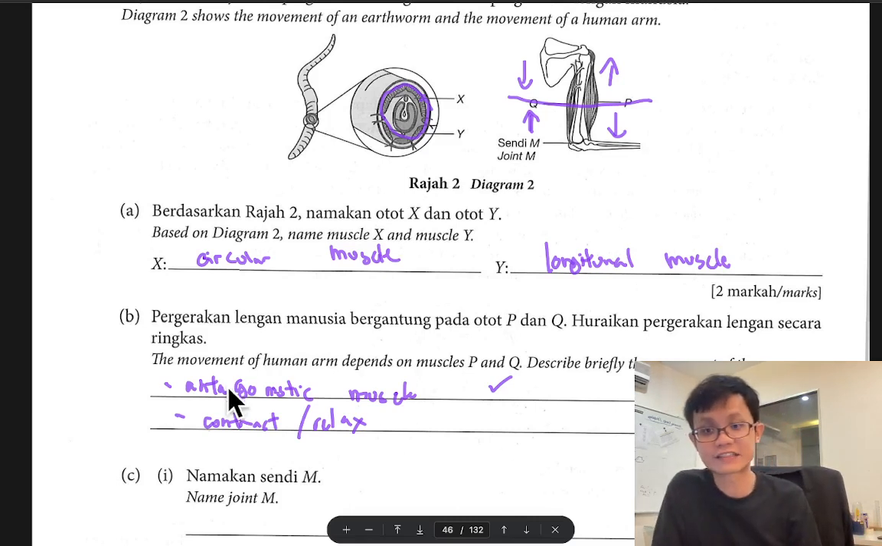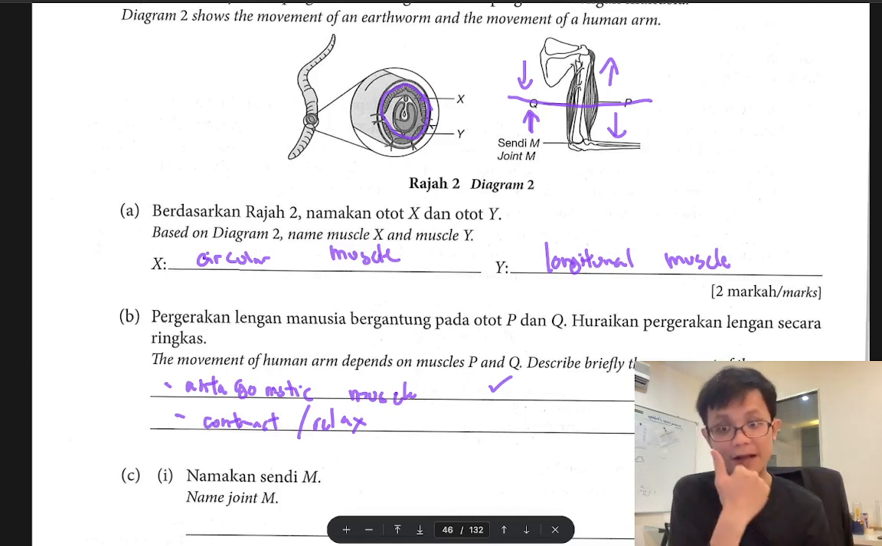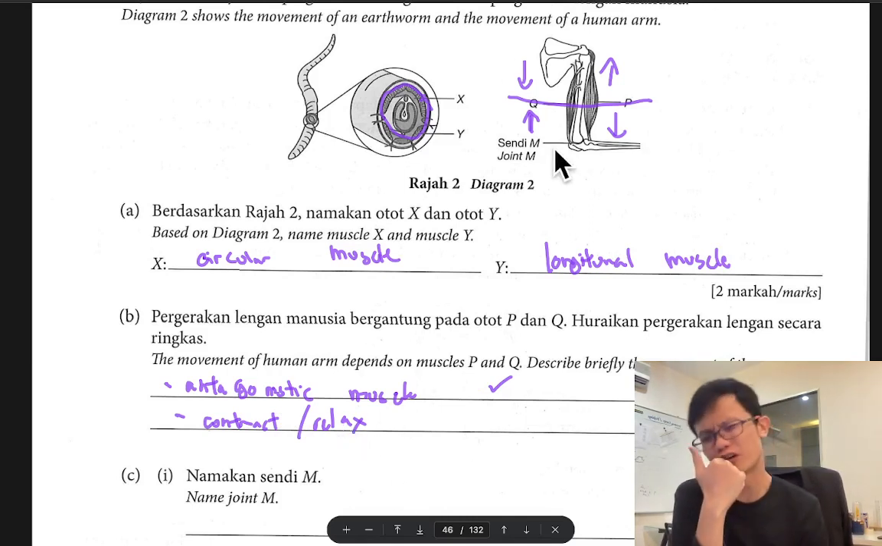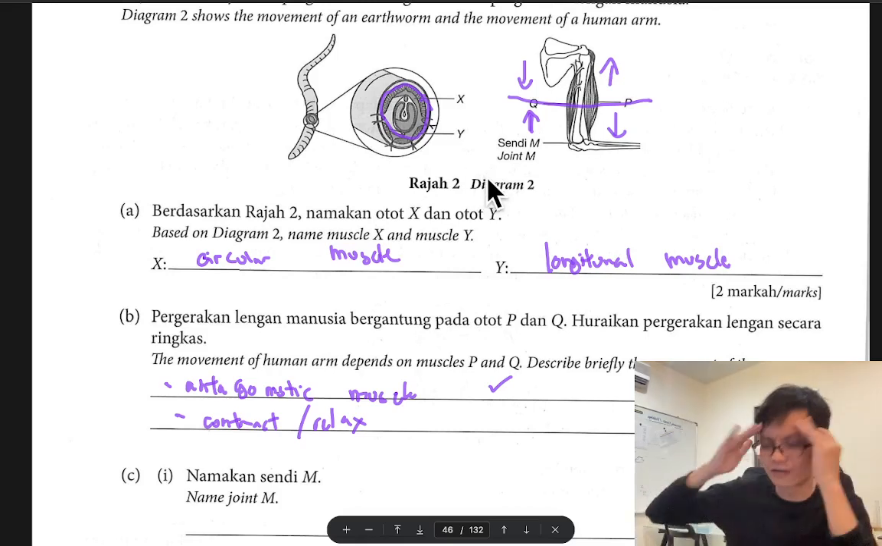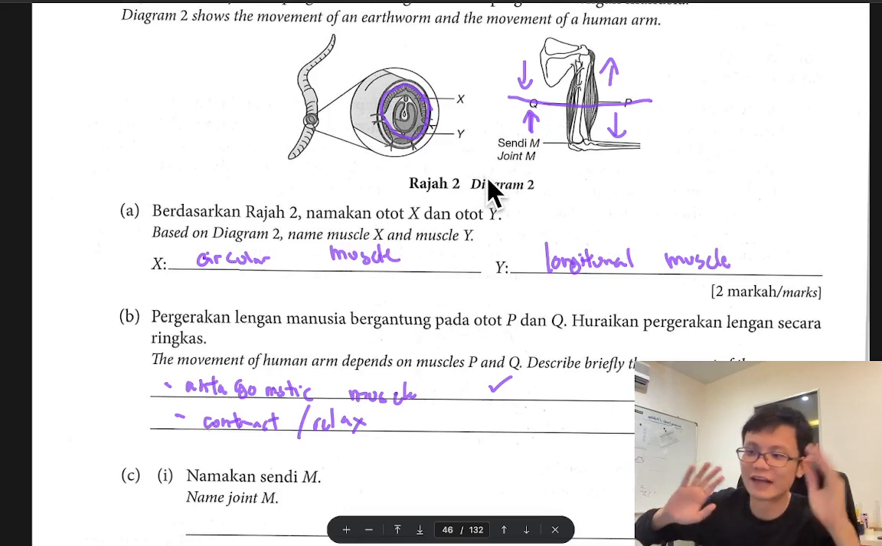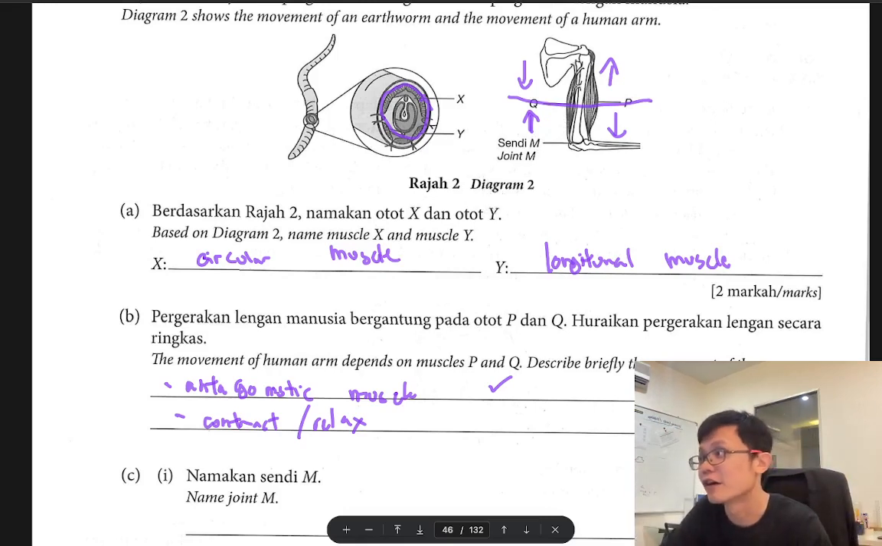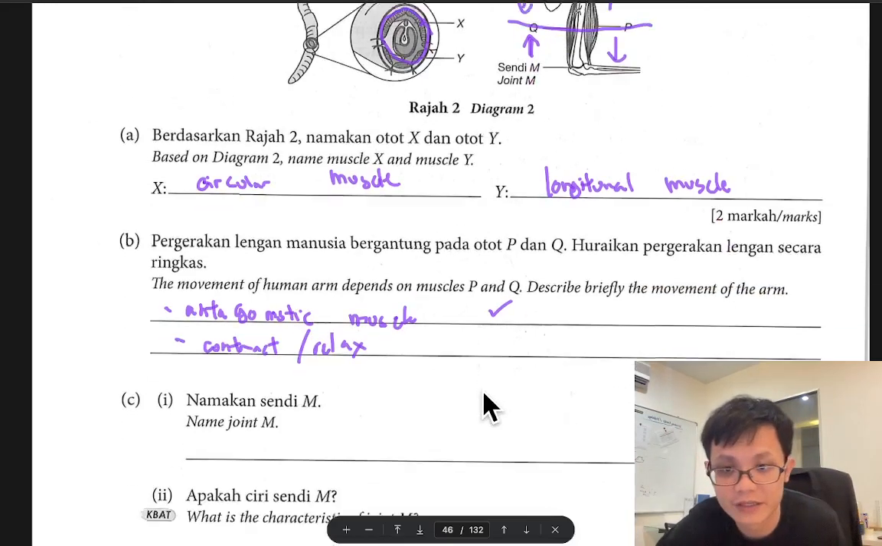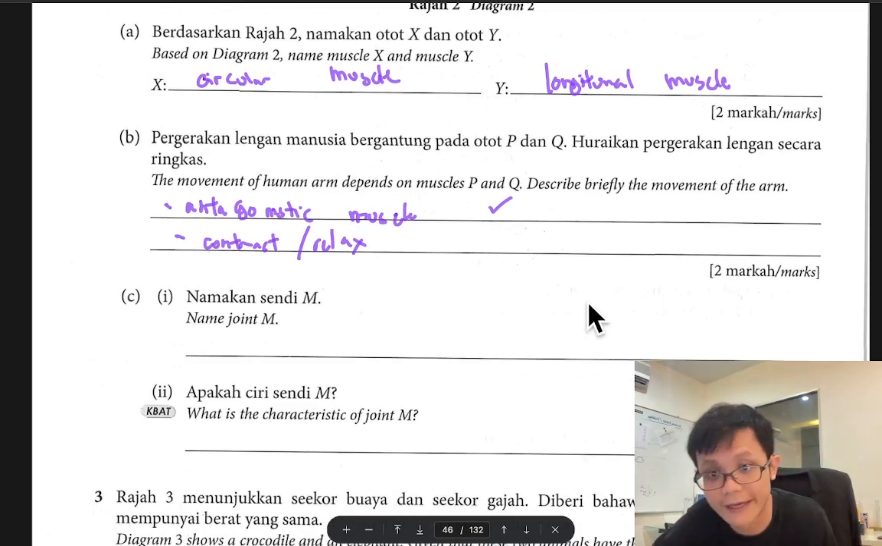So you can say, describing the movement: these are the movements from the antagonistic muscle, where the muscles in pair move in opposite direction. So you get 1 mark. The other one is you use your own words. When muscle Q contracts, muscle P relaxes. When muscle P contracts, Q relaxes. Just one contracts, one relaxes, one relaxes, one contracts. So you got 2 marks. For more information, textbook page 128.